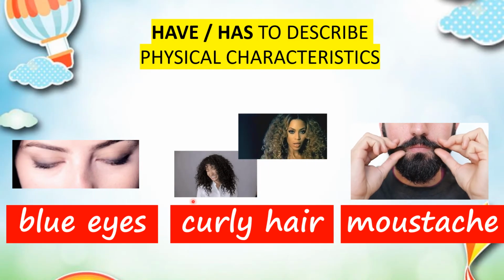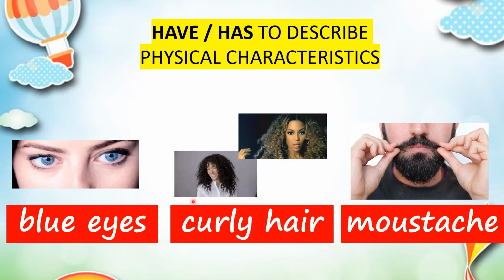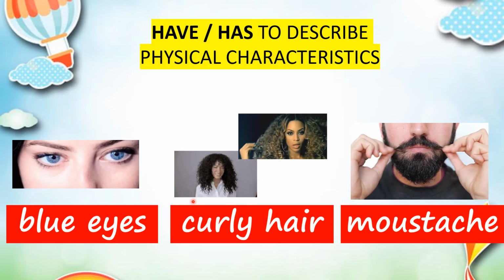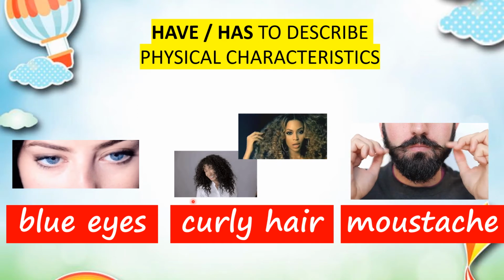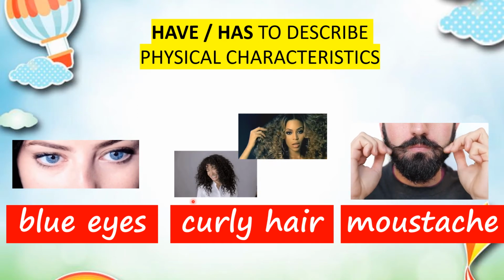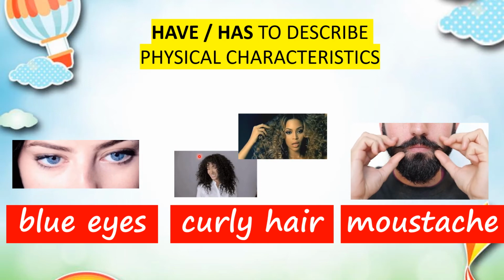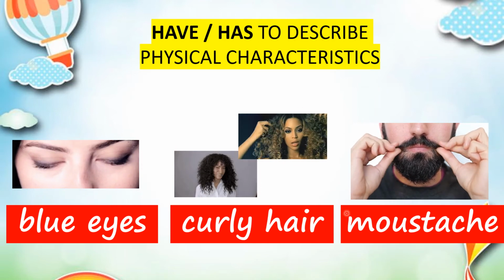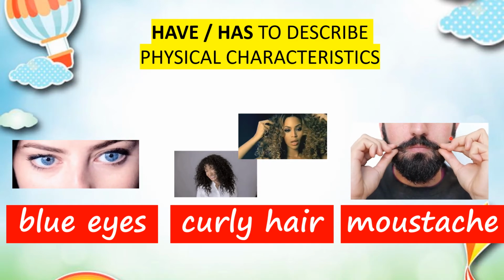Have, has to describe physical characteristics. Let's review some vocabulary. Blue eyes. But you can say black eyes or green eyes according to the color of the eyes. Then we have curly hair. As you can see in these pictures, curly hair. Then you have mustache.